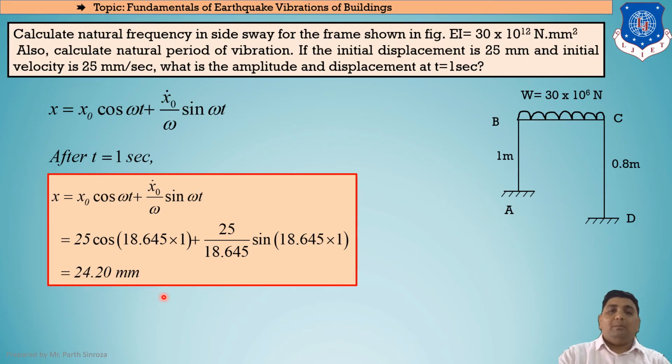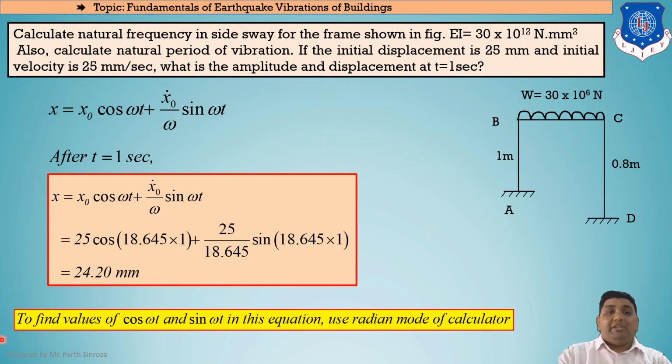Clear? But most of the students make this mistake while calculating it in their calculators. You always need to remember one thing while solving any parameter pertaining to degrees, that is trigonometric functions such as sine, cos, tan, etc. You always need to find the values of cos omega t and sine omega t in this equation using the radian mode of your calculator. Do not forget that. While you are using your calculators, always put your radian mode on, and keep in mind that the degree mode is not on.